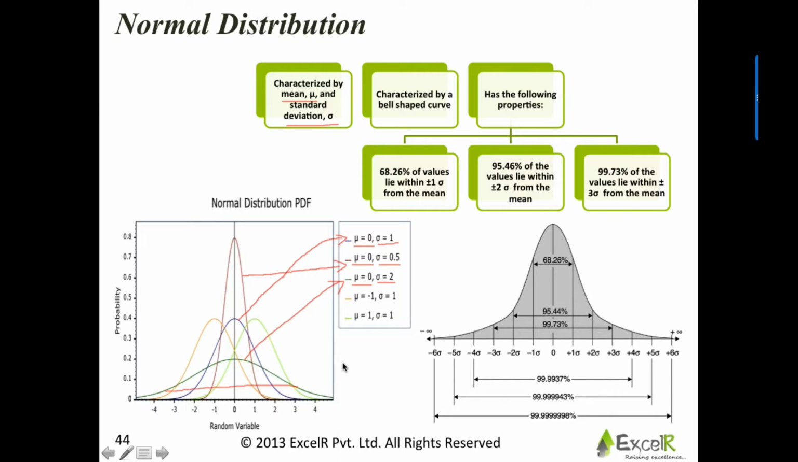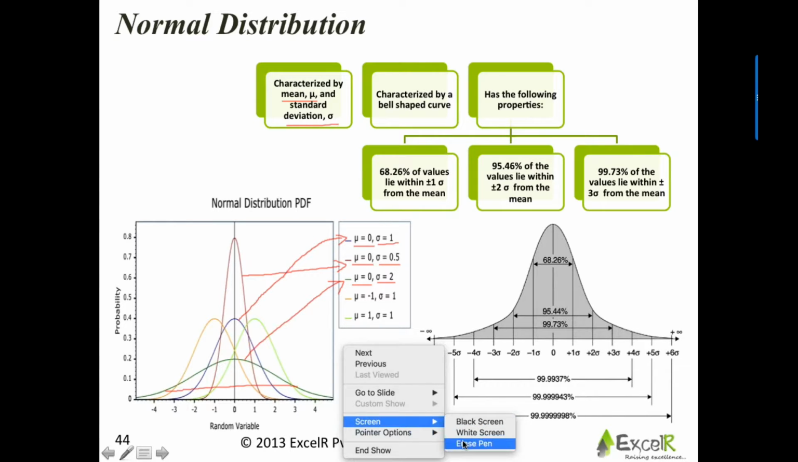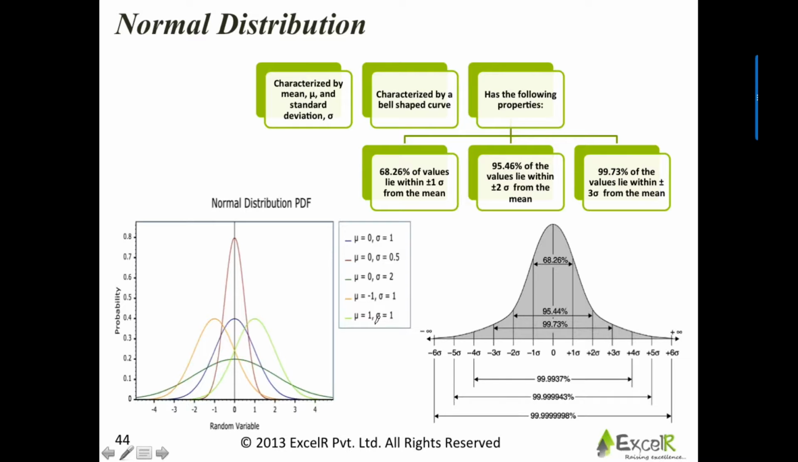Right? Now, if I keep the standard deviation as is, as that of your original curve, and if I change the mean from 0 to -1, what happens? You are shifting this curve from the blue curve to the orange curve. Why? Because I said mu equal to -1. It moved the curve in the negative direction.